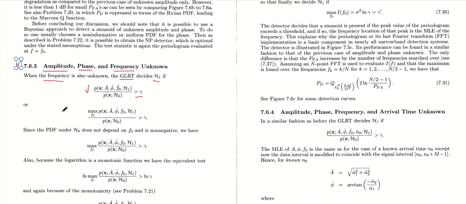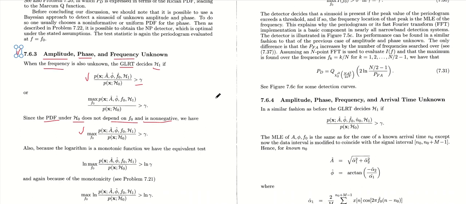Or we maximize this over F0. And then since the PDF on the H0 does not depend on F0 and is non-negative, we have this larger than gamma. Okay, so what that means is we have this, but we want to take the F0 out. And the way to take it out is to just take the F0 that is the maximum for that and put it in.